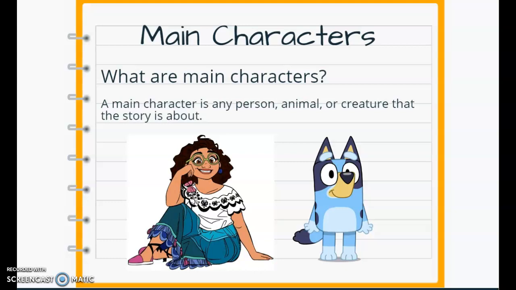Next we have main characters. So what is a main character? A main character is any person, animal, or creature the story is about. Here we have Mirabel and Bluey. So they are both the main characters of their stories. Mirabel is from Encanto and Bluey is from Bluey. So they are the main characters. So also look out for that when we're reading later.